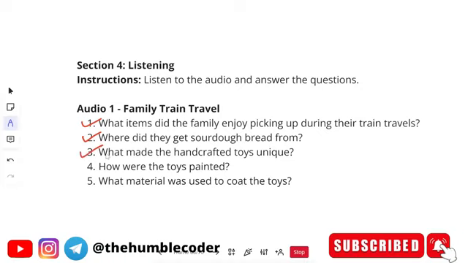What made the handcrafted toys unique? The answer will be, the handcrafted toys were unique because of their glossy lacquered finish made from a natural resin. Okay, let's see the next question. How were the toys painted? The answer will be, the toys were hand painted using organic dyes. Next question is, what material was used to coat the toys? The correct answer will be, the toys were coated with a lacquer made from natural resin produced by insects.